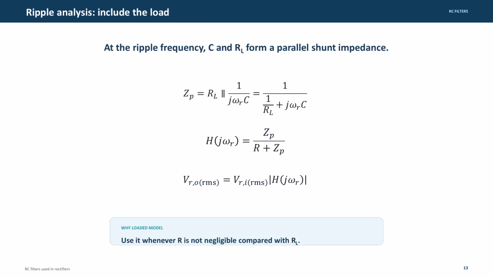A more accurate ripple model includes the load. At the ripple frequency, the capacitor and load resistance are in parallel, creating a complex shunt impedance called ZP. That impedance forms a divider with the series resistor. The loaded transfer function is ZP divided by R plus ZP. Multiplying the input RMS ripple by the magnitude of this transfer function gives the output RMS ripple. Use this loaded model whenever the series resistance is not negligible compared with the load resistance.